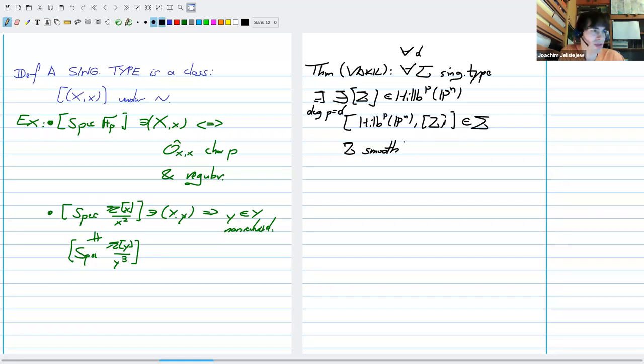So really we are considering the deformations of a smooth projective variety, and those can have arbitrary singularities. Maybe so the Mumford degree is greater than zero here, is that right? Yeah, thanks. Yeah, exactly, thanks.